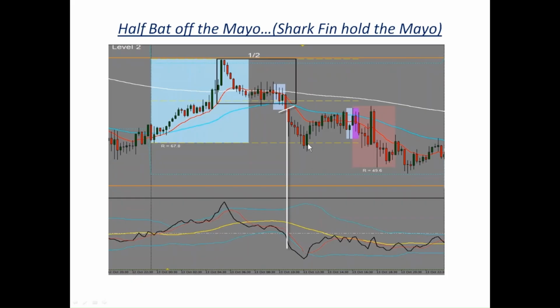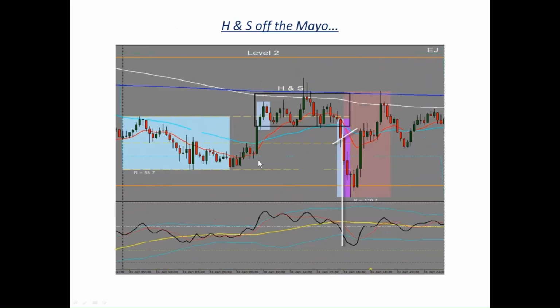Okay, your target should be right there. Because most of the time they're going to bounce and then they're going to do whatever they're going to do. Right? But the whole thing is when you take this trade, you want to make the most out of it. You want to make your money. That's it. And then you move away. You're done. Okay, level 2, shark fin hold the Mayo. Half a bat off the Mayo.